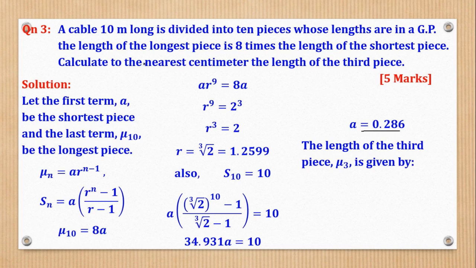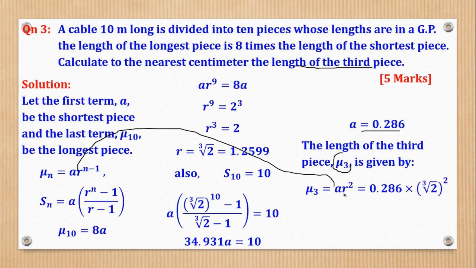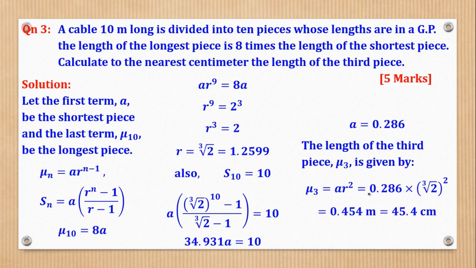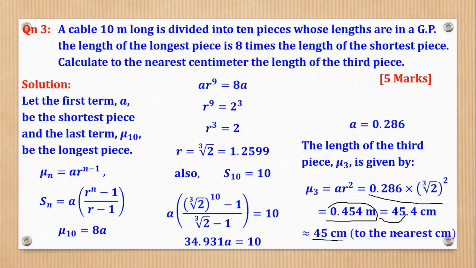Now the question wanted, to the nearest centimeter, the length of the third piece. So the length of the third piece is u3. So u3, using this expression, it will be ar squared. So the value of a is this, then substitute for r, it is squared. So when I use the calculator, this one will give me this, but it is in meters, so I have to convert to centimeters. But remember, they said to the nearest centimeter, therefore the nearest centimeter will be 45 centimeters, and that's what they wanted.